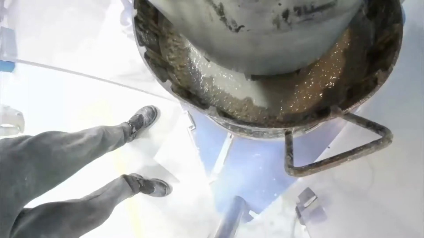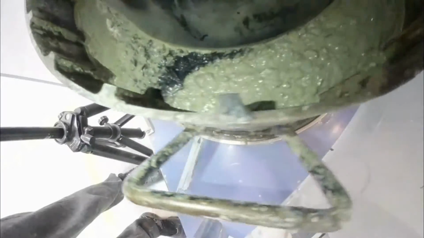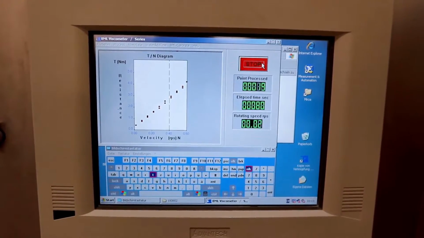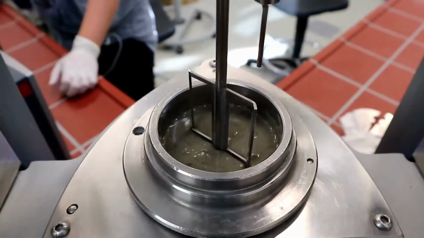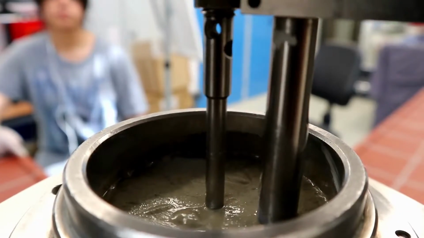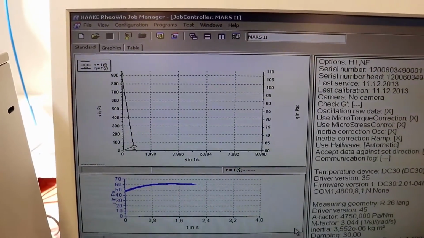Using a tribometer, we are able to replicate the concrete pipe wall interface during pumping and measure interface viscosity and interface yield of concrete. With rheometry, the response of the material to imposed flow is measured. Here, we measure the rheological properties of the constitutive mortar.